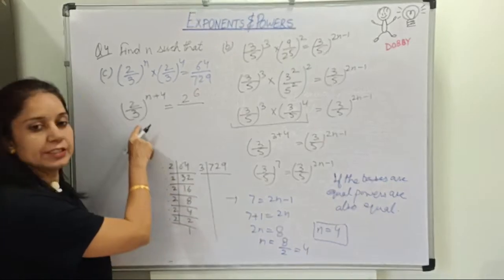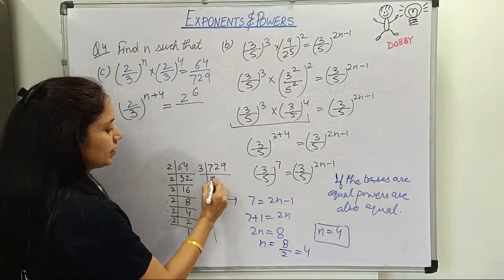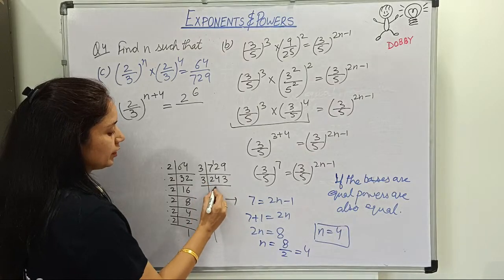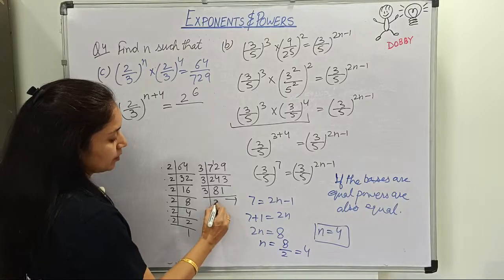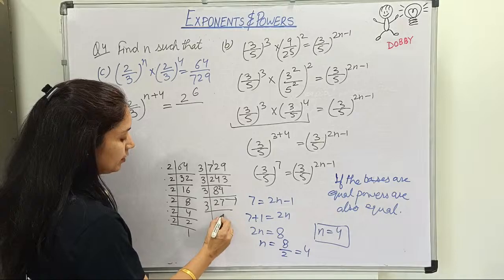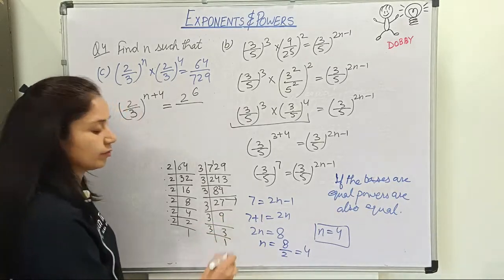By table of 3. Same base we need, so same table. 3 2s are 6, 1 left, 3 4s are 12, 3 3s are 9. Again 3, 3 8s are 24, 3 1s are 3. Again 3, 3 2s are 6, 2 left, 3 7s are 21. Again 3, 3 9s are 27, 3 3s are 9, 3 1s are 3.